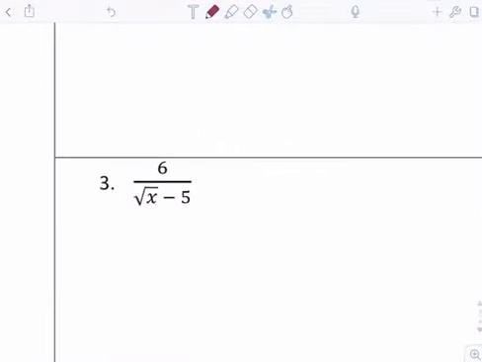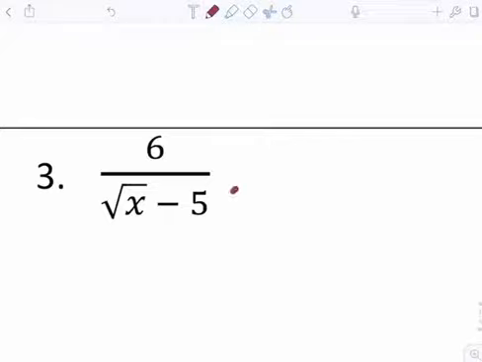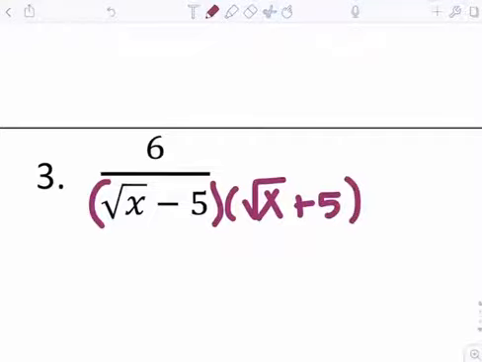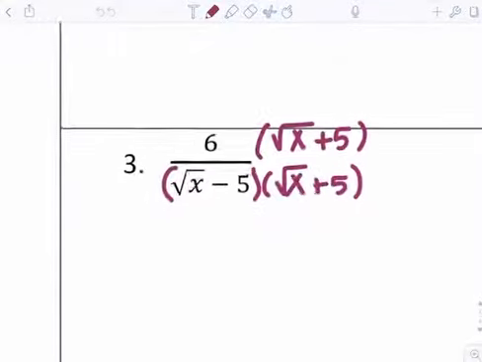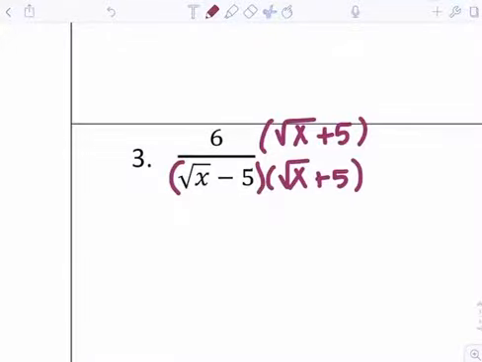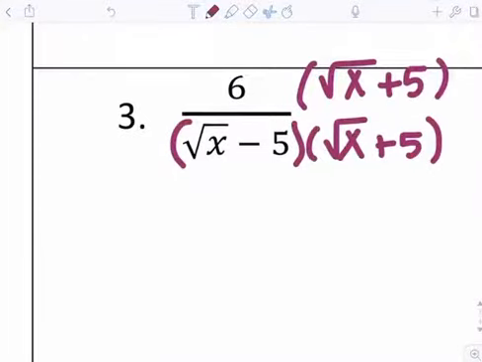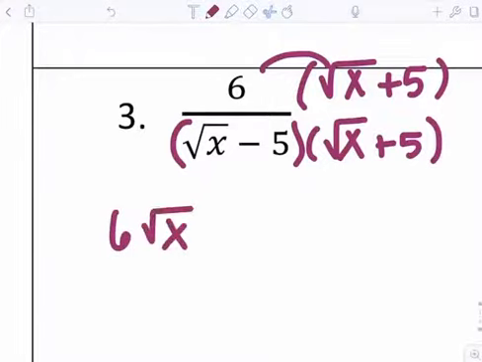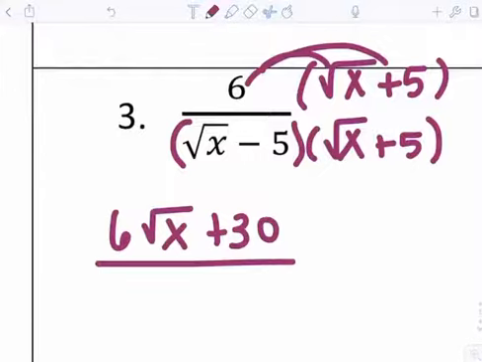Okay, so in number 3, again, same two terms we're using, but we need to use the opposite sign. Okay, so I'm going to multiply by root x plus 5. So again, let me just distribute first. So I get 6 root x plus 30, so that's my numerator.